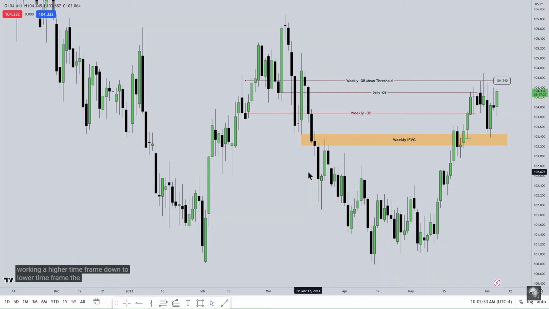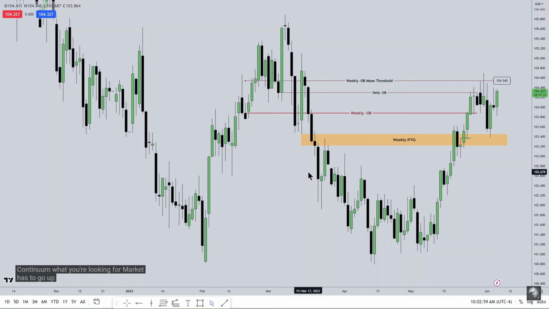It's something you have to study on your own, working a higher time frame down to lower time frame. The higher time frames are parent. The lower time frames are subordinate. They're only going to behave in a manner that allows certain price delivery within the context and constructs of a higher time frame imbalance or liquidity pool. That's it. That's the liquidity continuum. What you're looking for.